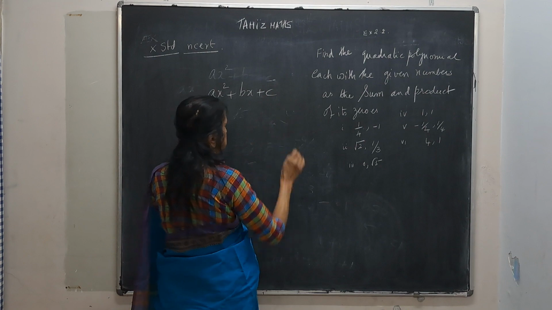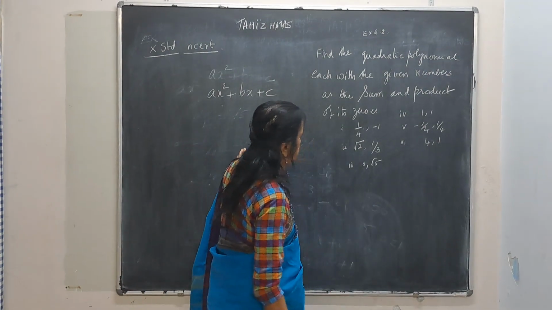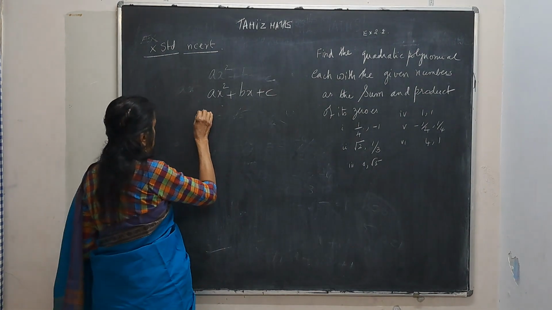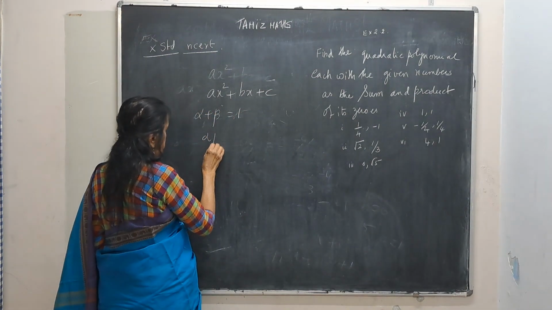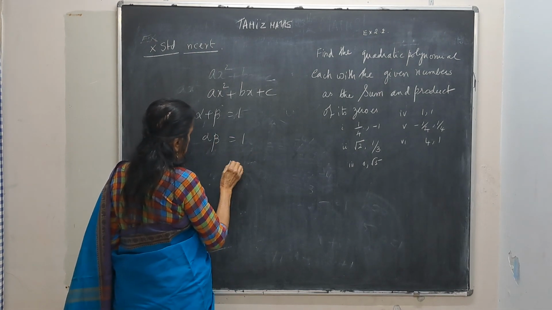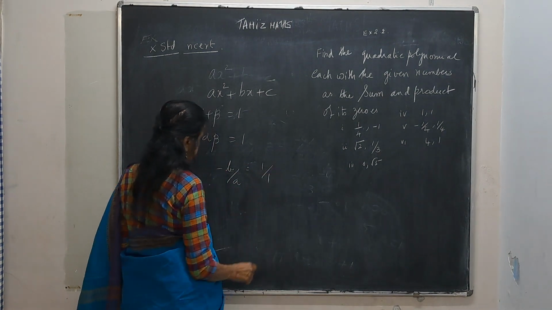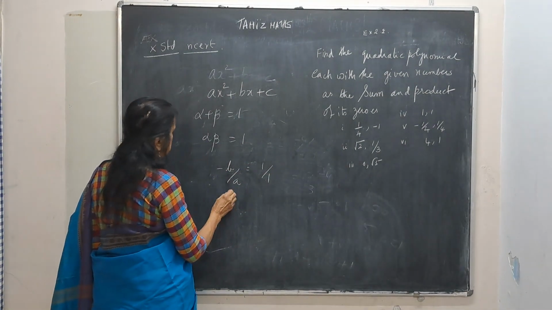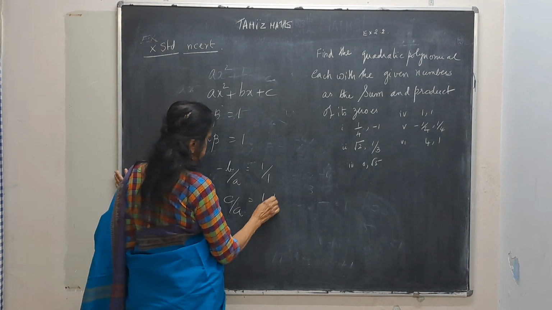Let this be the quadratic polynomial. Sum of the roots is 1, product of the roots is 1. Alpha plus beta is 1. Alpha beta is also 1. What is alpha plus beta? Minus b by a is 1, which you write as 1 by 1. Alpha beta is c by a. That is 1, which you write as 1 by 1.